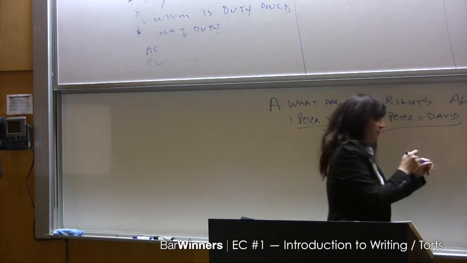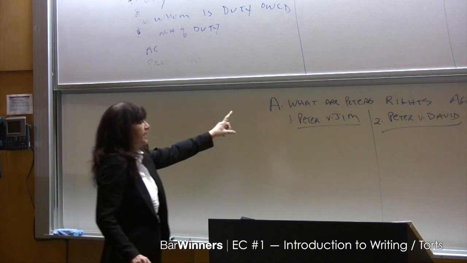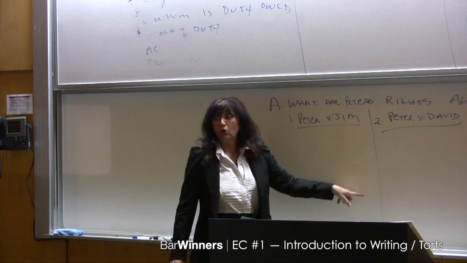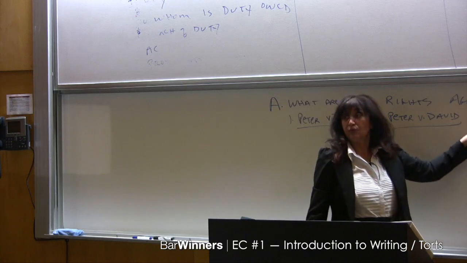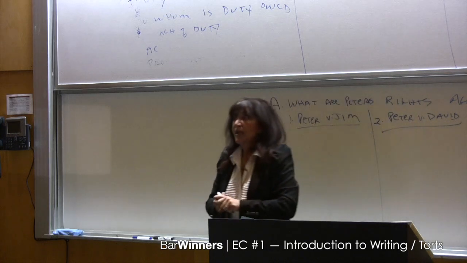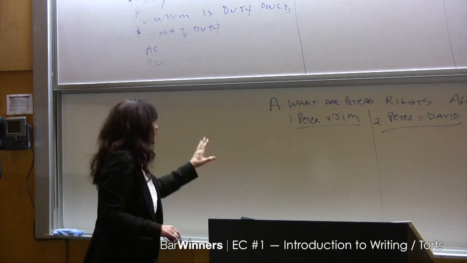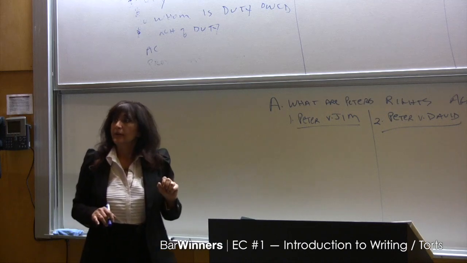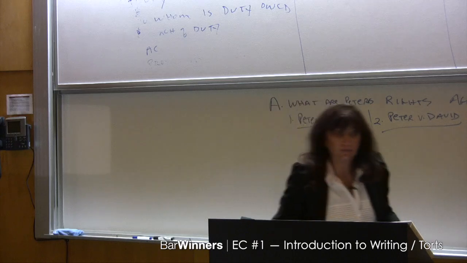Okay, so every single one of you should have this written down on your paper with the columns. And it should be numbered A, what are Peter's rights against? 1, Peter versus Jim, make your column. 2, Peter versus David, make your column. 3, Peter versus Busco, make your column. And B, David versus Peter. And you're going to see when we go through this question how these columns are going to save you. And I'm going to come around for a second and check and see if you're doing this the way I'm asking you to.